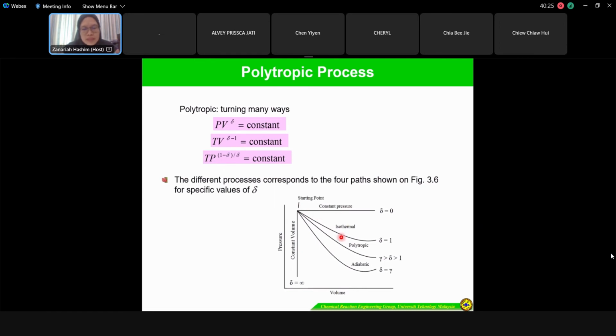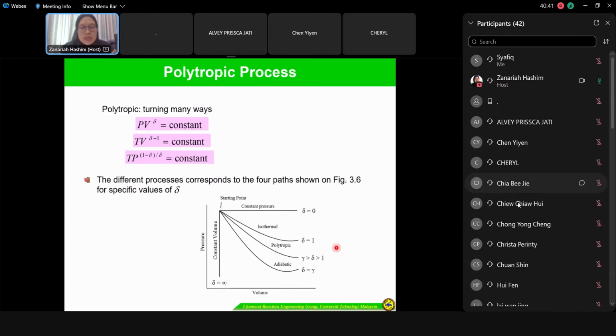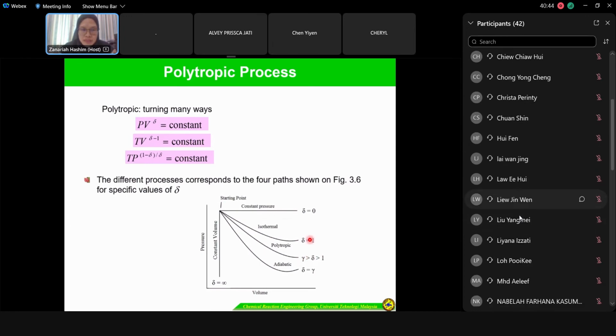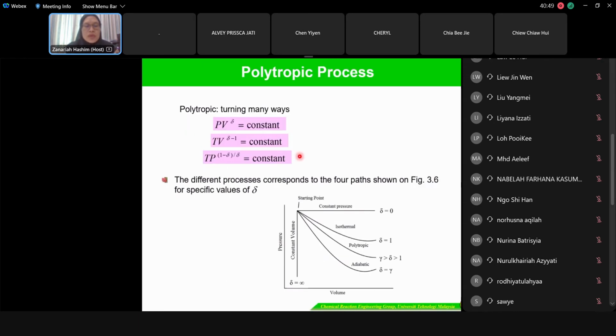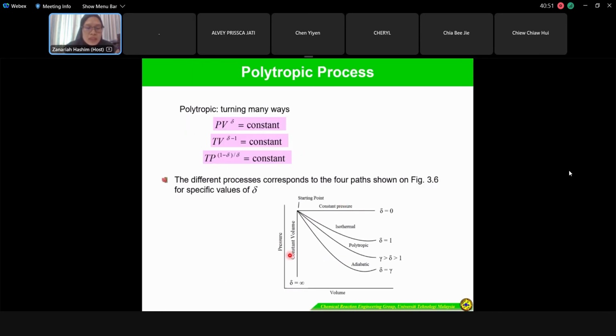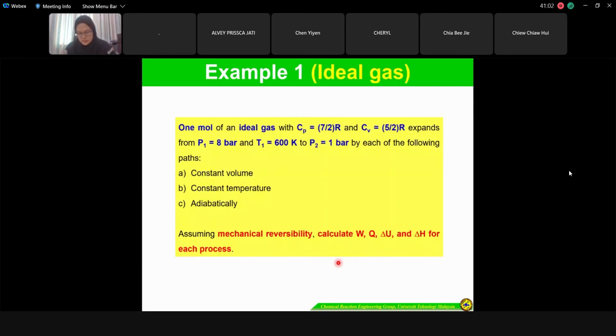Alright, and then for the adiabatic, you have delta equals gamma. So you can just replace gamma here. And for any other values of delta, the value can be anything in between gamma and 1. So for any other values, you can just put the value here to get these relations. Another one is the constant volume. For the constant volume, the delta becomes infinity. Okay, example 1.